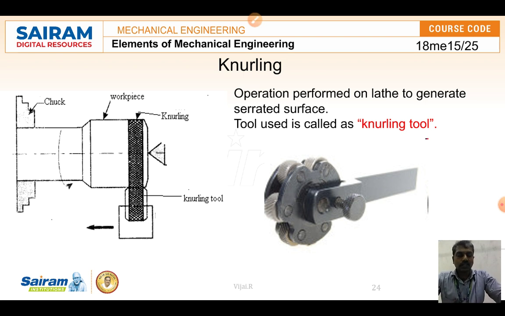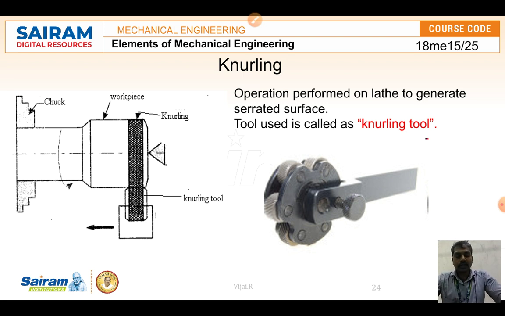And the third operation is used for generating a serrated surface on a cylindrical component. Most probably we are using some polished handle. If you see, if the handle is polished, then there will not be any grip surface there while you are using it.